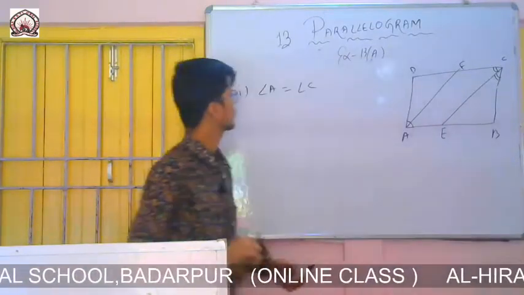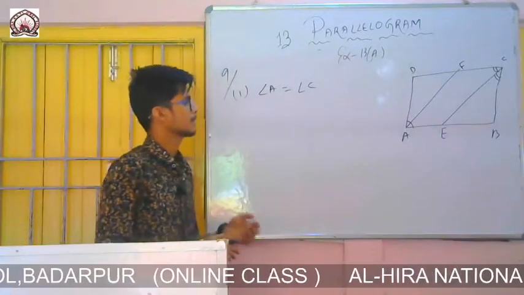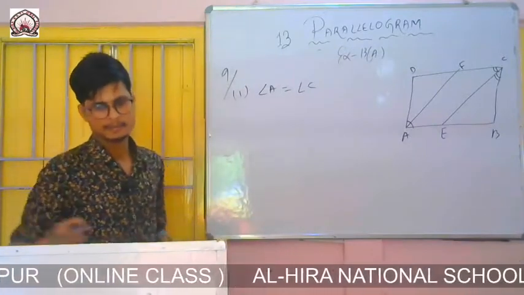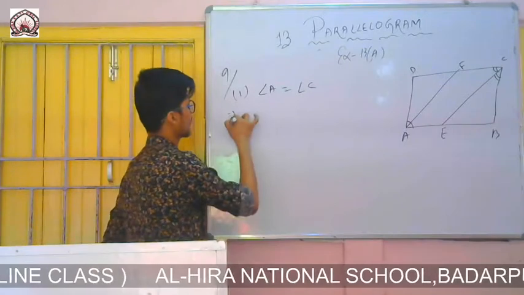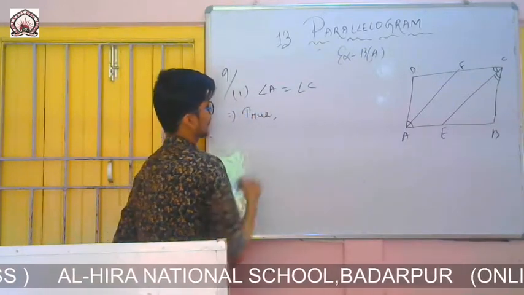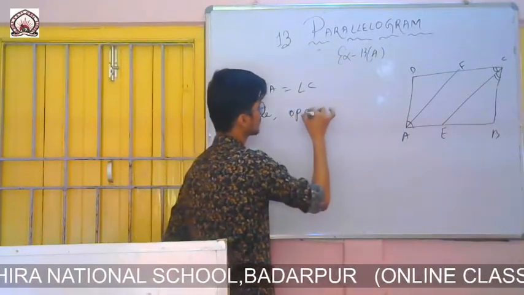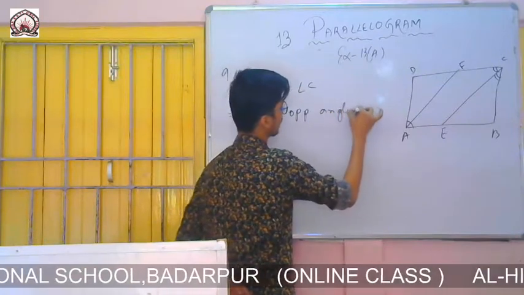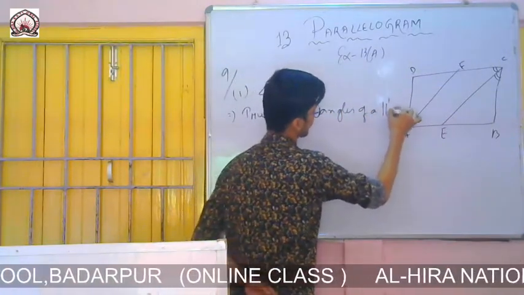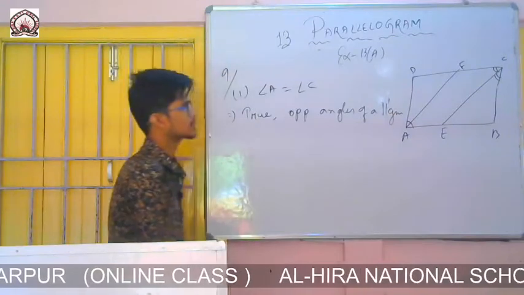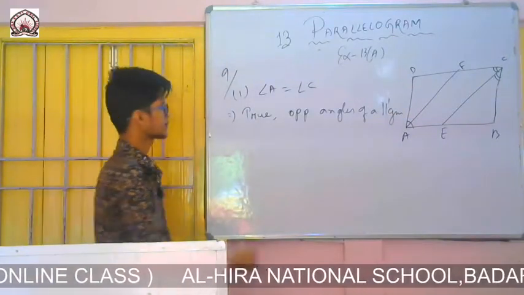The question is A equals C. So directly you can say that these are the opposite angles of a parallelogram. So the answer will be true. The reason will be: opposite angles of a parallelogram.